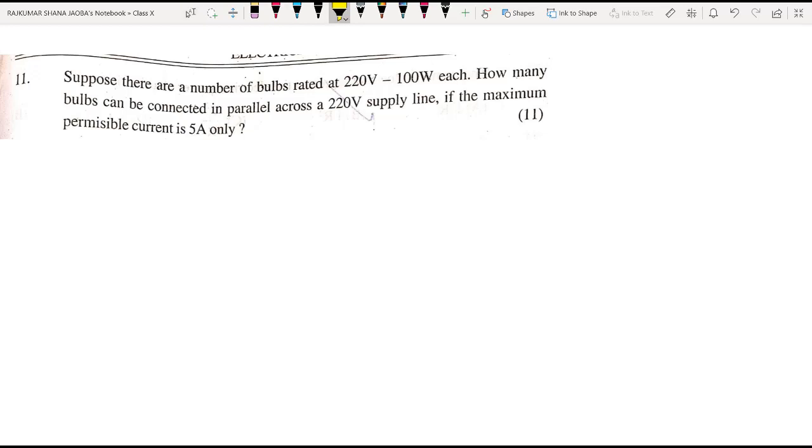Question number 11. There are a number of bulbs rated 220 volt, 100 watt each. How many bulbs can be connected in parallel across a 220 volt supply if the maximum permissible current is 5 ampere only?